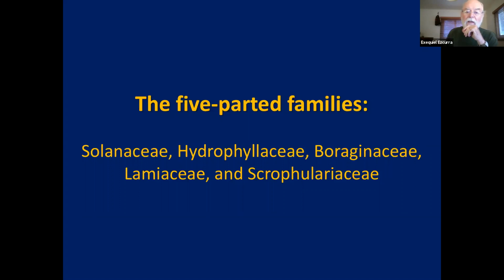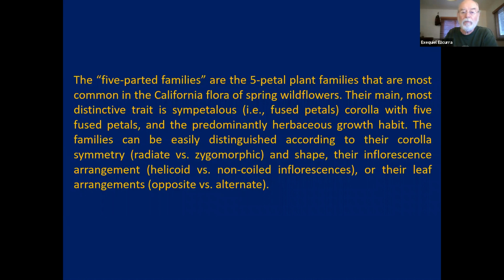The five-parted families, it's 5 of them. The most common 5-petal families in the California wildflowers flora are the Solanaceae, or the potato family, the Hydrophyllaceae, also known as the waterleaf family, the Boraginaceae, known as the borage family, the Lamiaceae, known as the mint family, and the Scrophulariaceae, known commonly as the snapdragon family. They're all 5-petal plants, very common in the California flora of spring wildflowers.